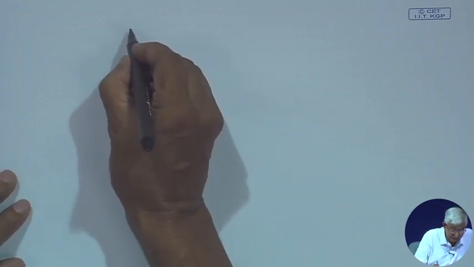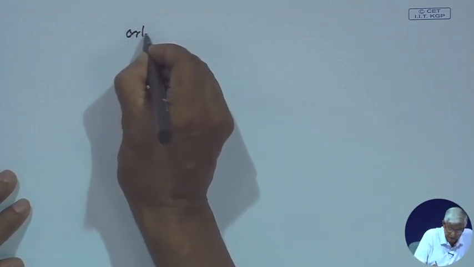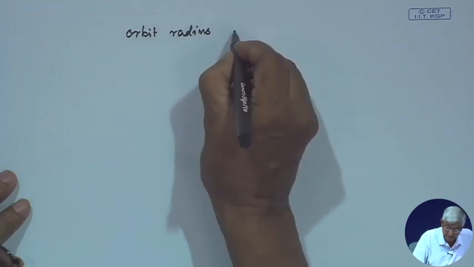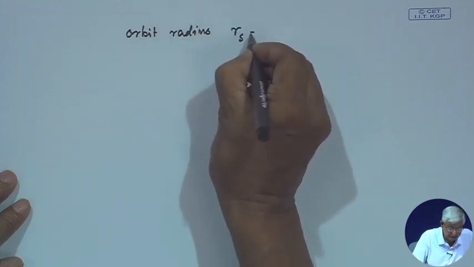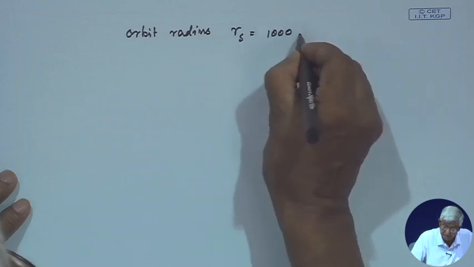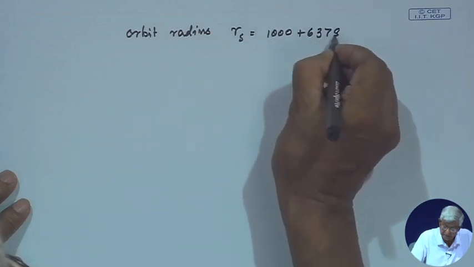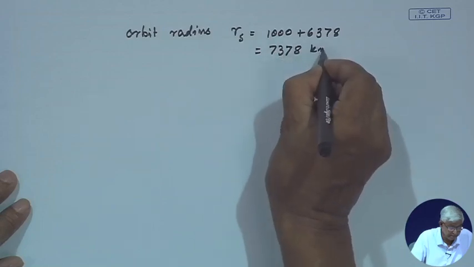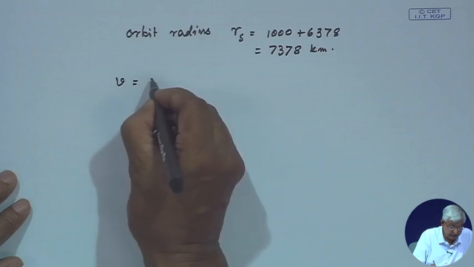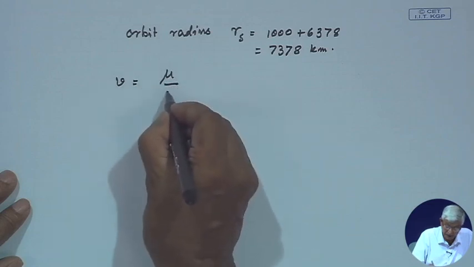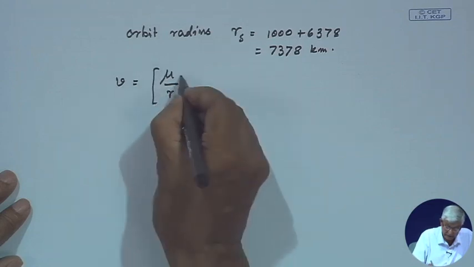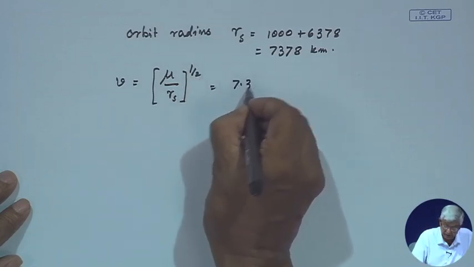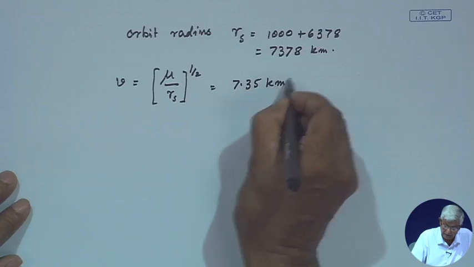So, the orbit radius, that is RS, is 1000 kilometer plus 6378, which is 7378 kilometer. So, velocity is root over mu by RS, which comes out to be 7.35 kilometer per second.